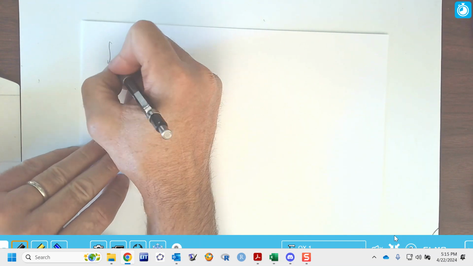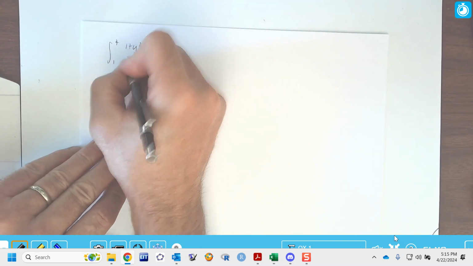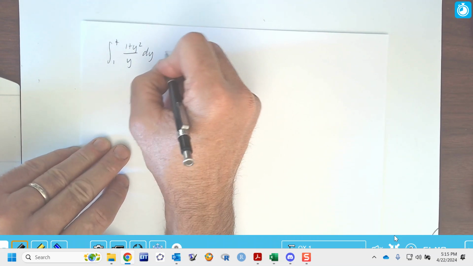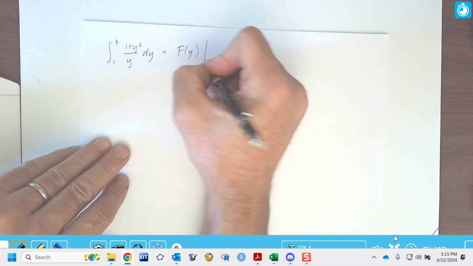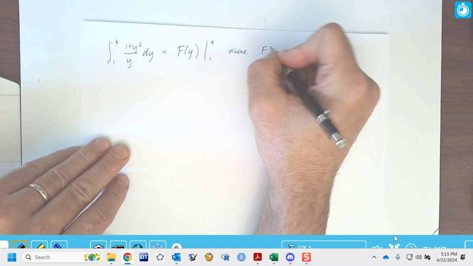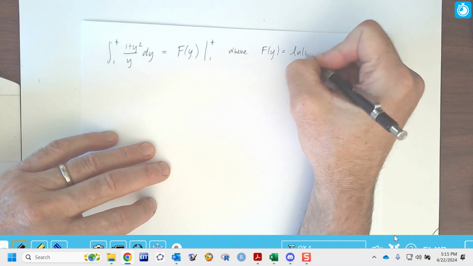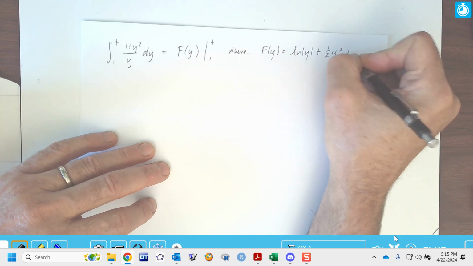So we're trying to find the integral from 1 to 4 of 1 plus y squared all over y dy, which is going to be equal to f of y evaluated from 1 to 4, where f of y we found from the previous step. That's just the natural log absolute value of y plus, I'll call it 1/2 y squared plus constant.